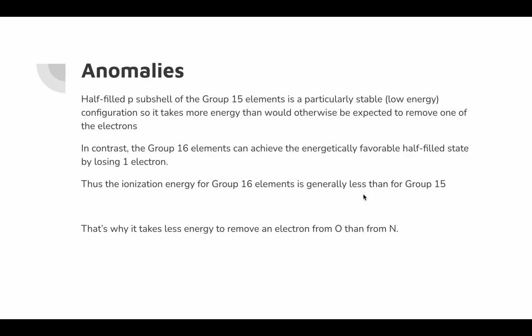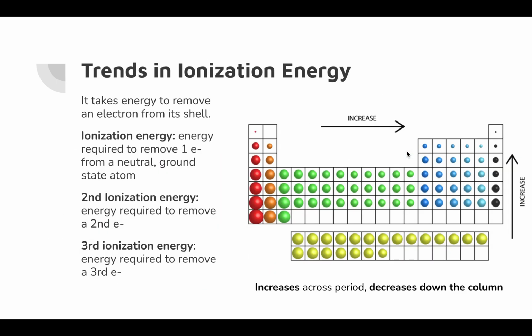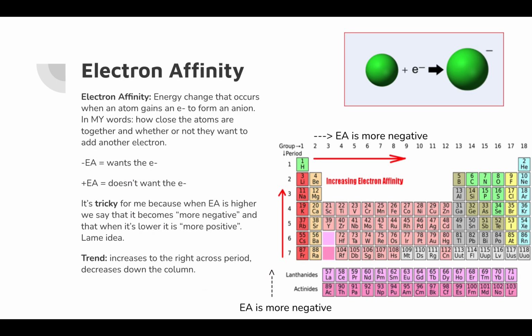Yeah, so if we look at our periodic table, let's look back. Even though the trend goes from left to right on ionization energy, it's actually going to be opposite right here. It's going to take less energy to remove an electron from O than it is to remove an electron from N, if that makes sense. It makes sense to me because I made this.